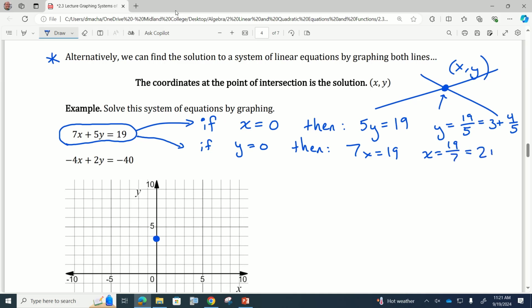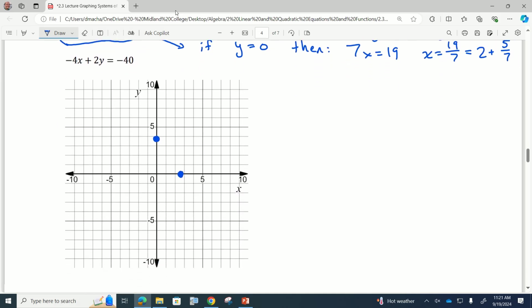19 over 7 is also the same thing as 2 plus 5 over 7. And that helps me graph this point. This point happens when y equals 0, so that puts me on the x-axis. And along the x-axis, I'm going to find the point where x is 2 plus 5 sevenths. So it'll be like right here on my plane. And now the great thing about this method is any 2 points is going to fully and uniquely define a line. In other words, there is only one line that passes through both of these 2 points.